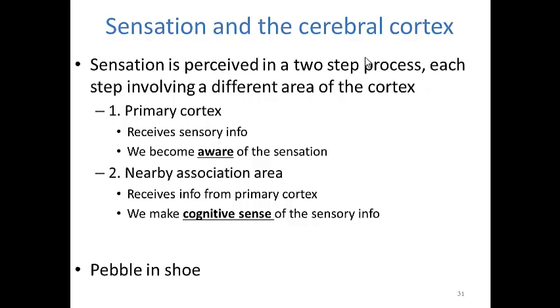The first place the thalamus is going to send the information to is going to be a primary area of the cortex, where you'll become aware that there is something uncomfortable on the bottom of your foot. From there, the information will be sent to a nearby association area where you go, aha, there must be a pebble in my shoe. You make cognitive sense of the information.